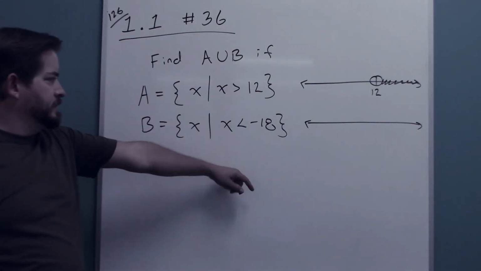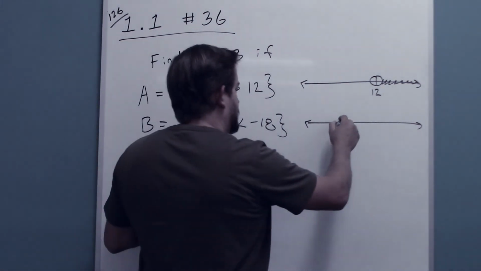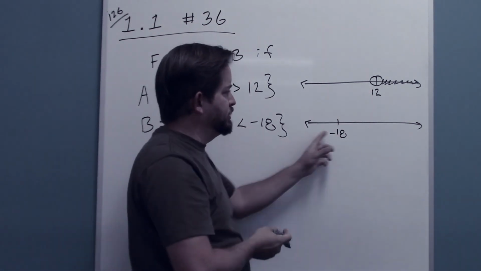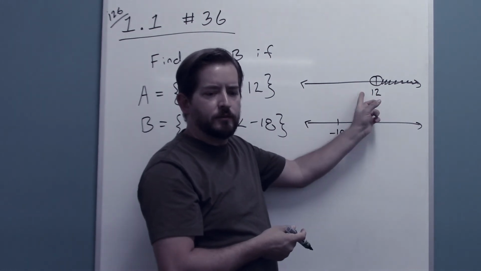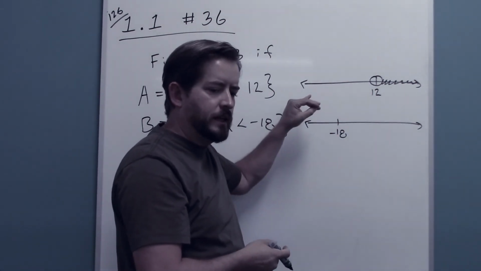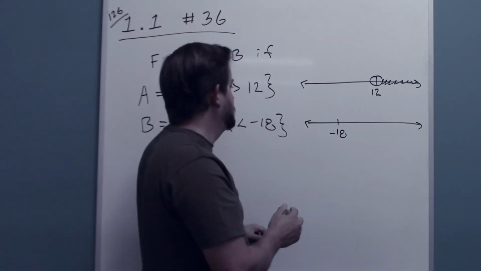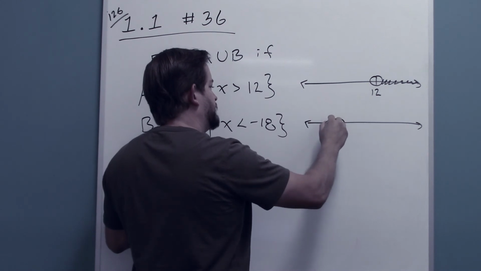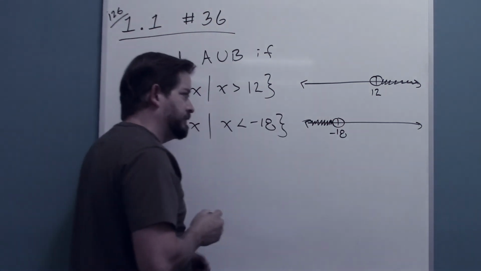B is the numbers less than negative 18, so pick a negative 18. Make sure these numbers make sense. Don't put your negative 18 way over here to the right of your 12 from the previous line, because when you think about smashing these two together, they should line up, right? But to be strictly less than negative 18 is an open circle there and everything to the left.